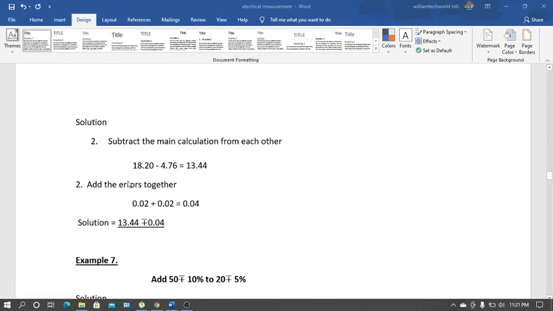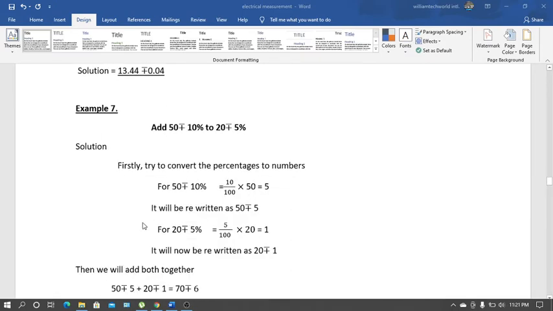Subtract the main value, which is 18.20 minus 4.76, which is 13.44, and then add the errors together. 0.02 plus 0.02 equals 0.04. So then you combine both of them together. 13.44 plus or minus 0.04 will be the solution.